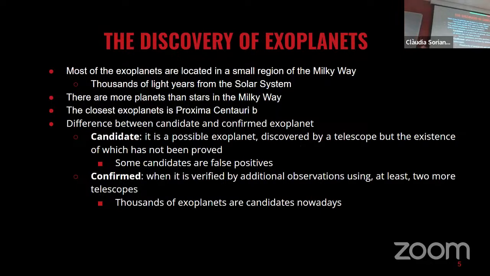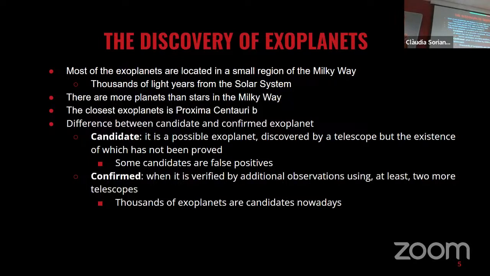However, most of these exoplanets are not everywhere. Well, the planets that are detected are not everywhere, but they are in the Milky Way. They are in a small region of the Milky Way, because we don't have enough technology nowadays to check and to confirm planets further away in our galaxy. The closest exoplanet that we have confirmed so far is the one in the closest star, which is Proxima Centauri B.